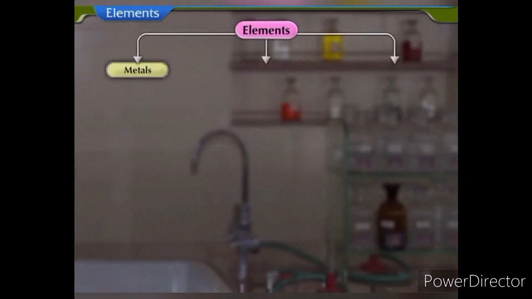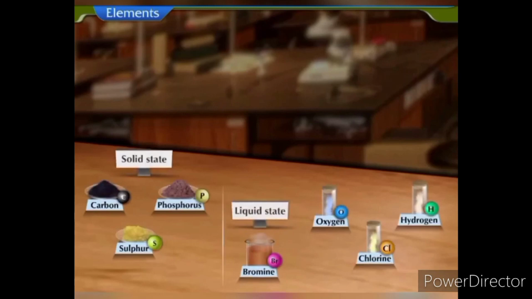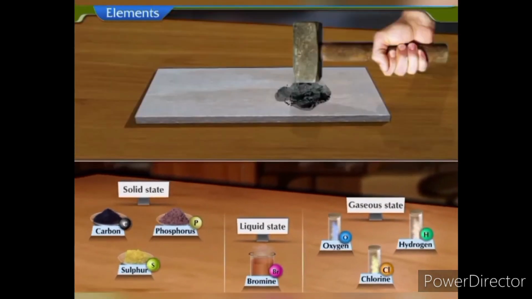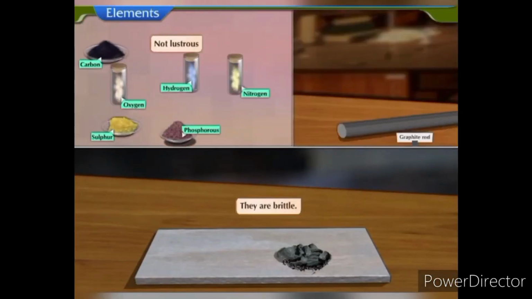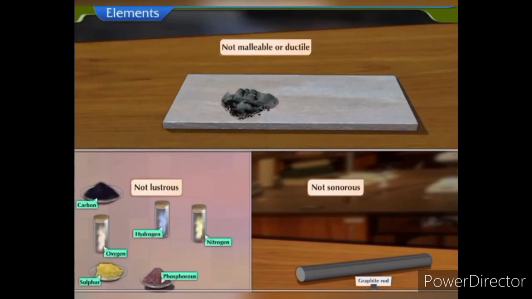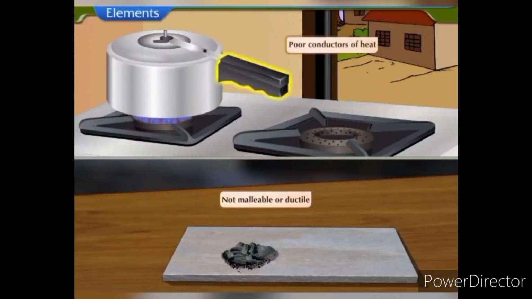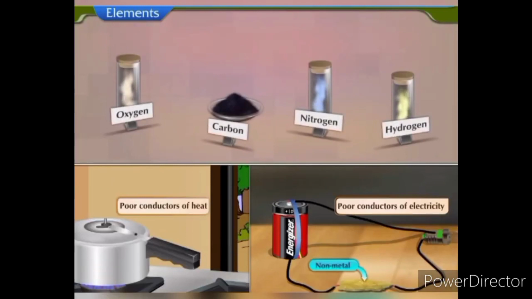Elements are classified as metals, non-metals, and metalloids. Non-metals. Non-metals are in the solid, liquid, or gaseous state. They are brittle. Non-metals are not lustrous, sonorous, malleable, or ductile. They are poor conductors of heat and electricity. Examples of non-metals are oxygen, hydrogen, nitrogen, carbon.